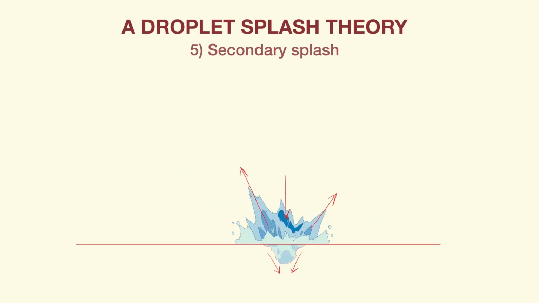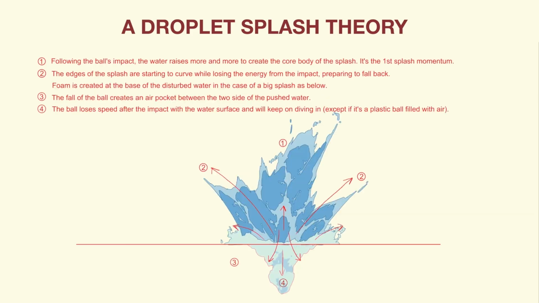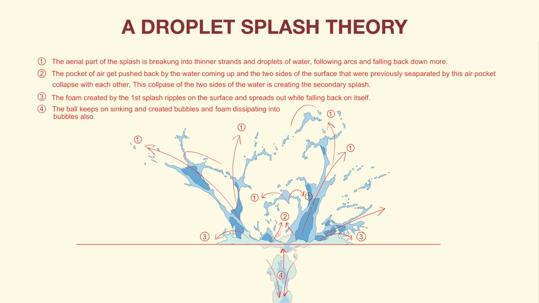For the second splash, it's being created by the hole of air formed within the water by the fallen object. I explained it on the screen so that the drawing can support the explanation. While falling and pushing some mass of water in the air to create the first splash, the fallen elements also create a void of air within the water, and while the air gets absorbed by the water coming back to its original shape, it's creating kind of an aspiration movement, making the water close on itself but also clashing it between the two different sides.